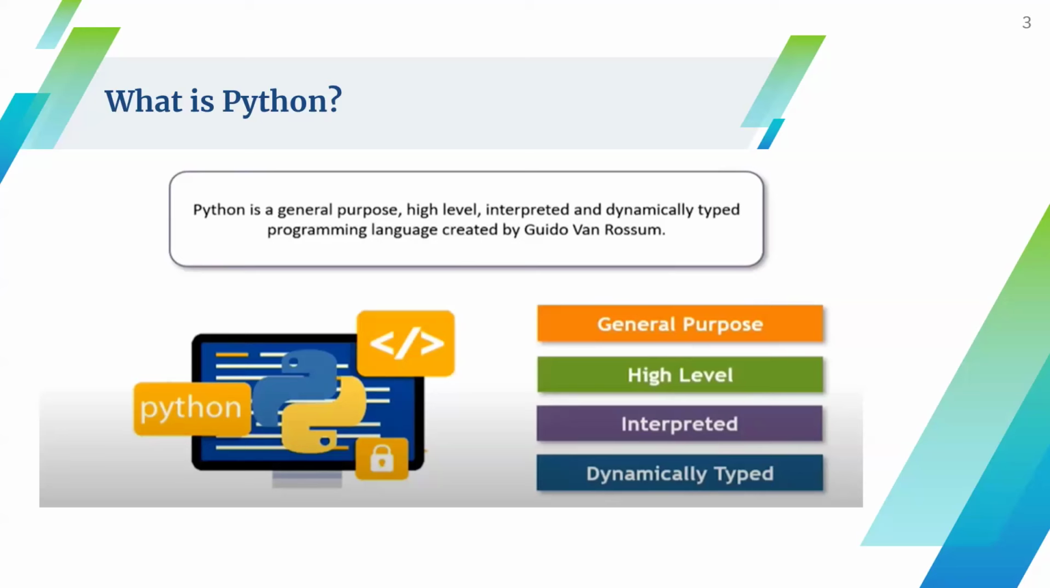And it is a dynamically typed language. What is meant by a dynamically typed programming language? It was created by Guido van Rossum. He is the father of Python, the person who created Python. So like I told you, it is a general purpose, high level language. You can use it for system programming and other programming, like gaming. And it is an interpreted, dynamically typed programming language.